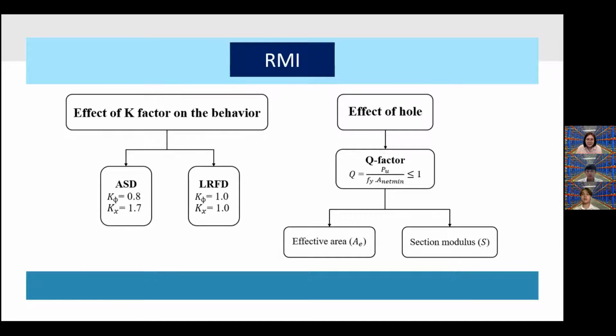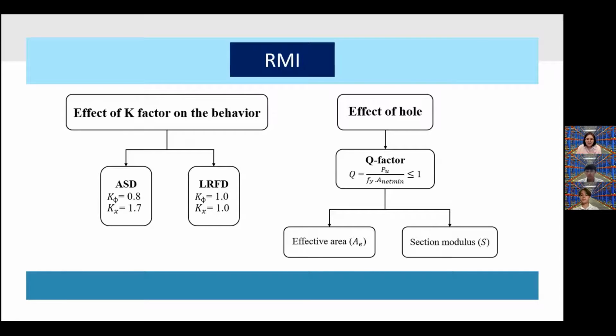And this part is the RMI. We have separated it into two parts. The first part is the effect of K factor on the behavior, and the second part is the effect of holes. The first part, the K factor, is the effective length factor, which the RMI standard recommends in terms of ASD by Kphi equal 0.8 used for torsional buckling, and Kx equal 1.7 used for flexural buckling, whereas Kphi and Kx in LRFD are equal to 1.